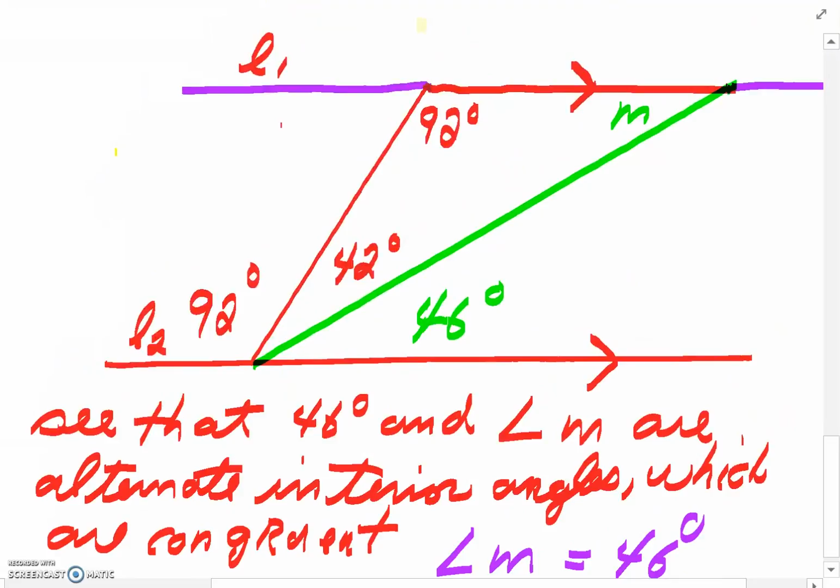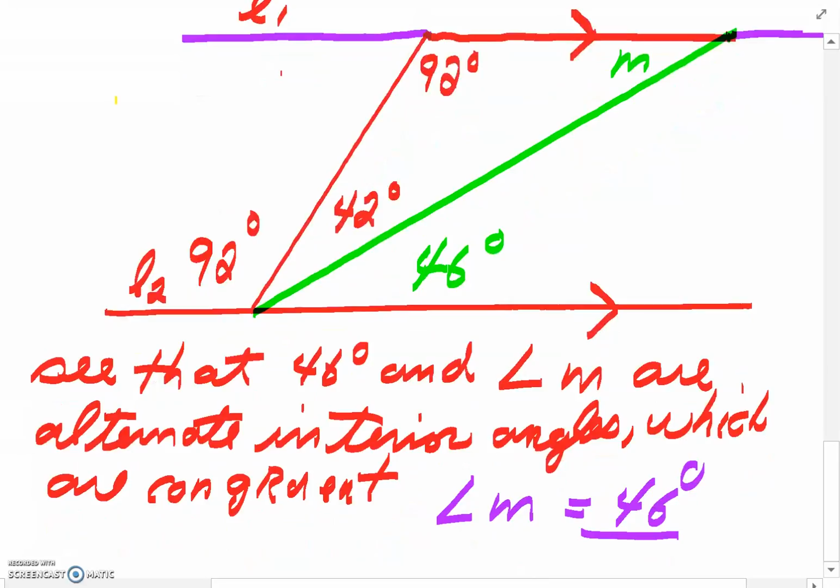And now I'm going to be looking here again. And so all I have really is angle M left. And if I look carefully, I can see that it's an alternate interior angle with the 46 degrees. And so those two are congruent. And so the measure of angle M is just 46 degrees. And we're done. We solved for all three of those angles.